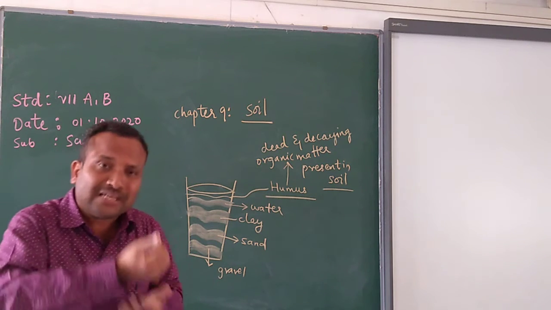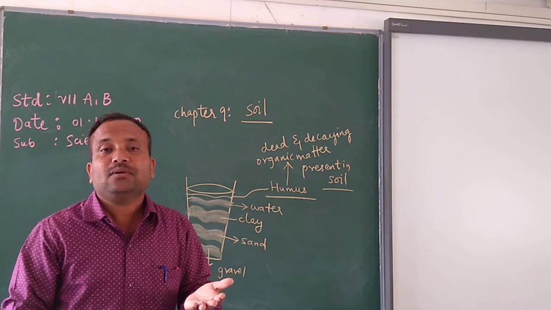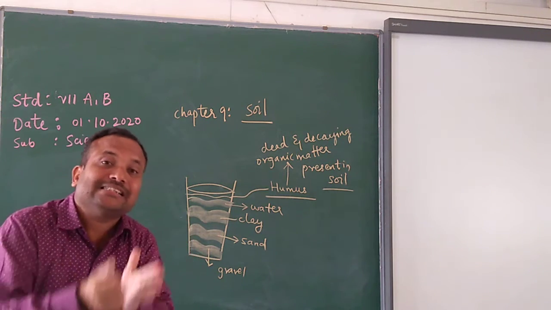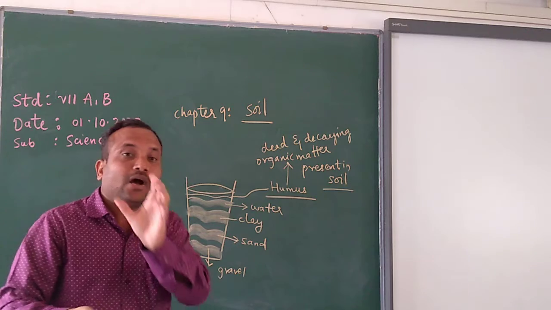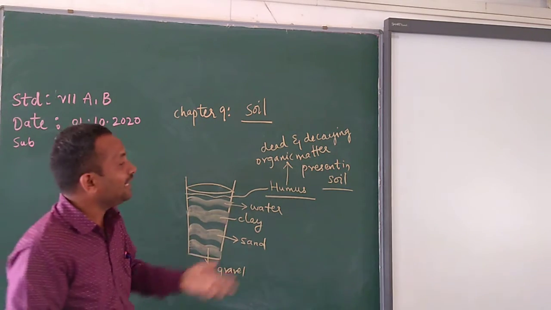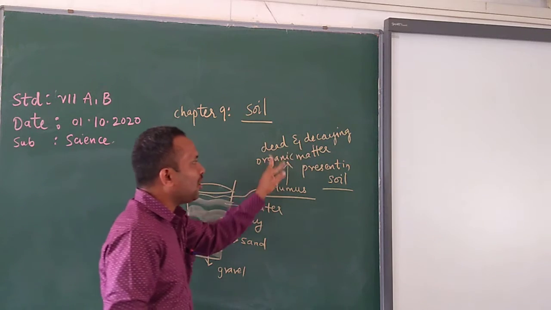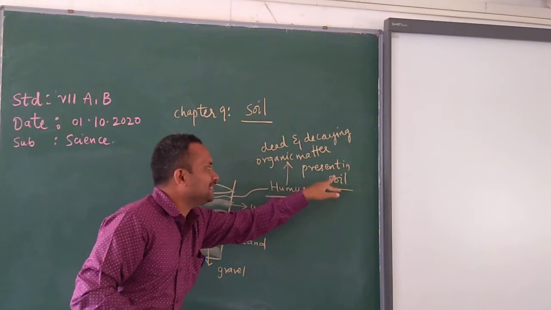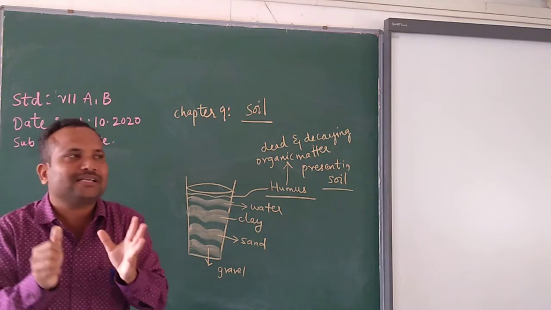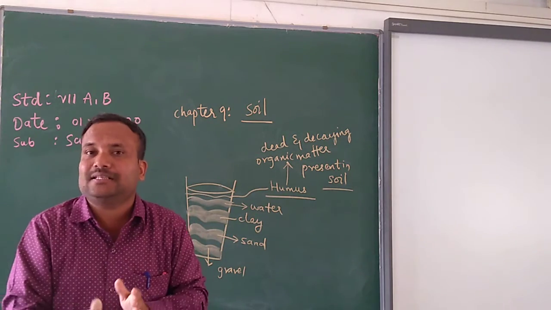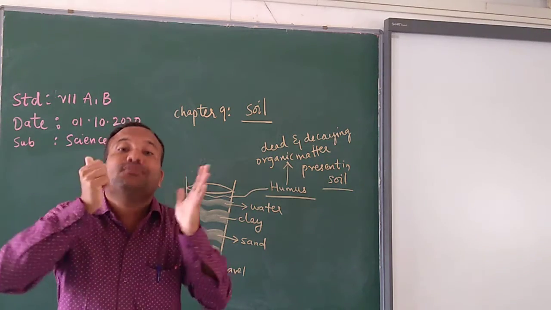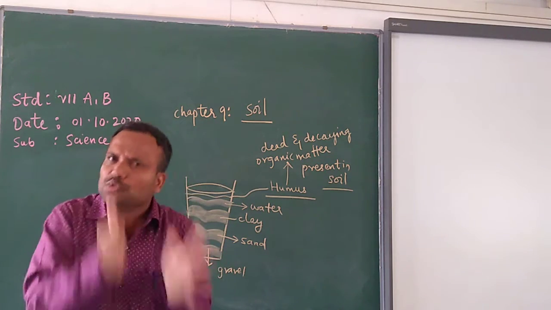When it decays in the soil, what happens? It is going to get mixed in the soil. So this organic matter, this dead and decaying organic matter present in soil, is called humus. It is a very important component which must be present in all types of soil, which in turn makes the soil fertile. Soil becomes rich with nutrients.